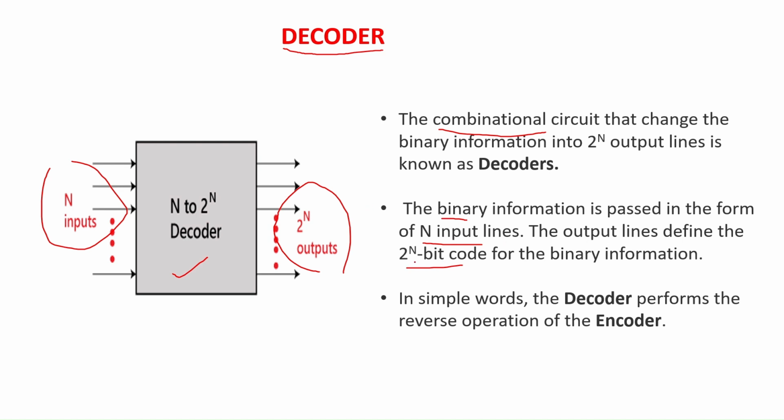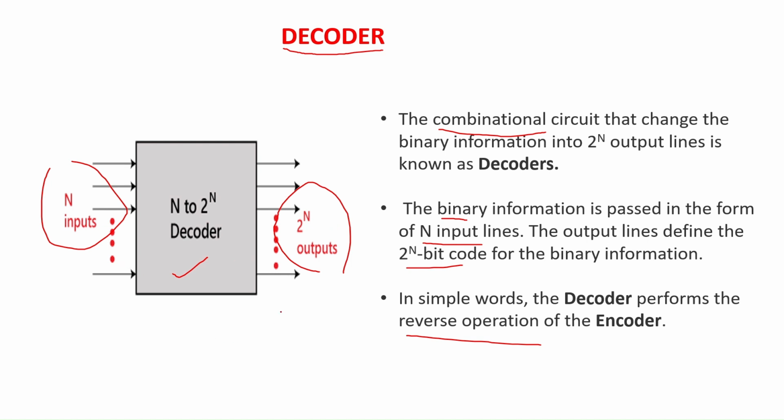Generally, the decoder performs the reverse operation of the encoder. The encoder converts 2 power n bit input lines to n bit output lines, whereas the decoder performs the conversion of n bit inputs to 2 power n bit output. This is the difference between the encoder and decoder.